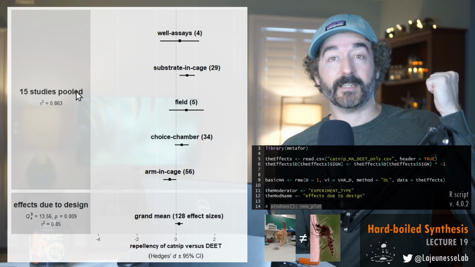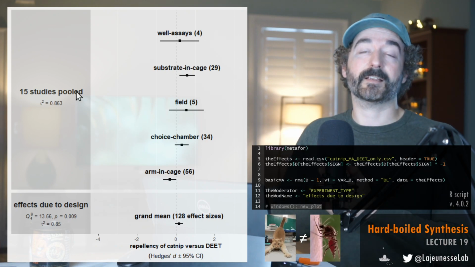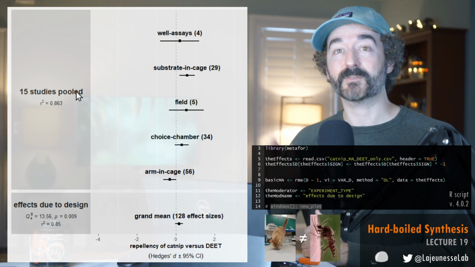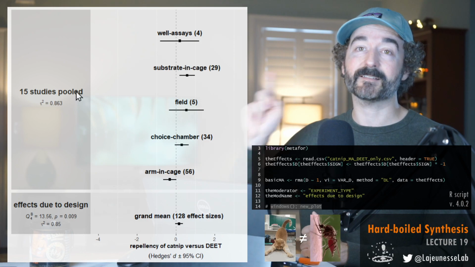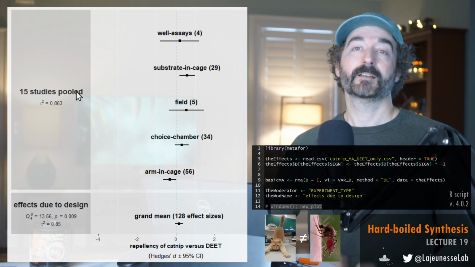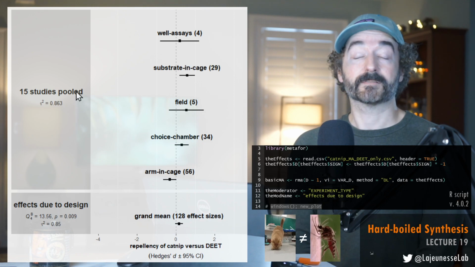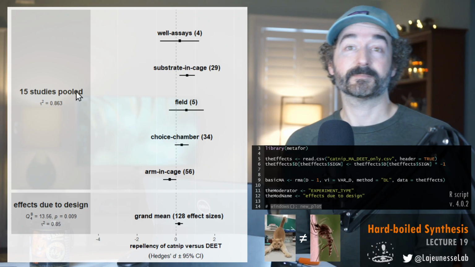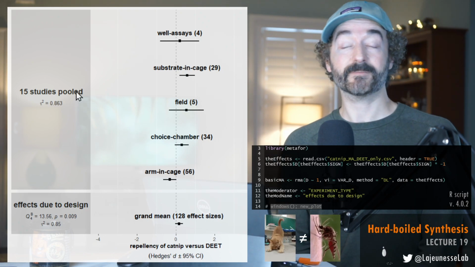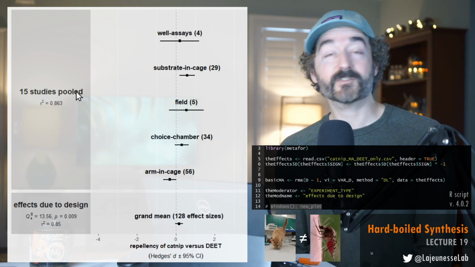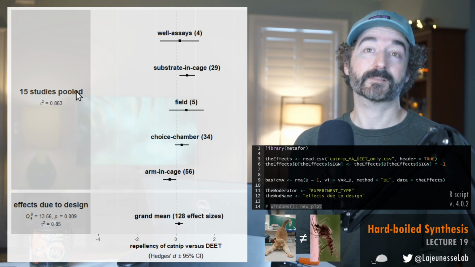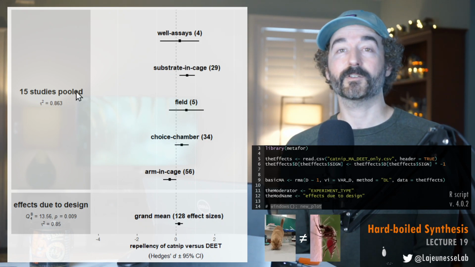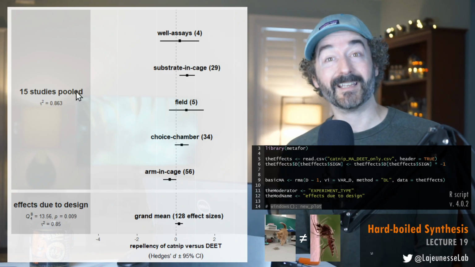So the aggregation that we did in the last lecture, where we found that catnip is as effective as DEET, we can't say that with confidence at all, because experimental design significantly impacts that effect. It's not appropriate to do that original analysis because I'm aggregating things that actually differ. Substrate in cage trials differ from arm in cage trials. If you're using a human and not some simulated human thing, you get different results, in fact almost competing results.